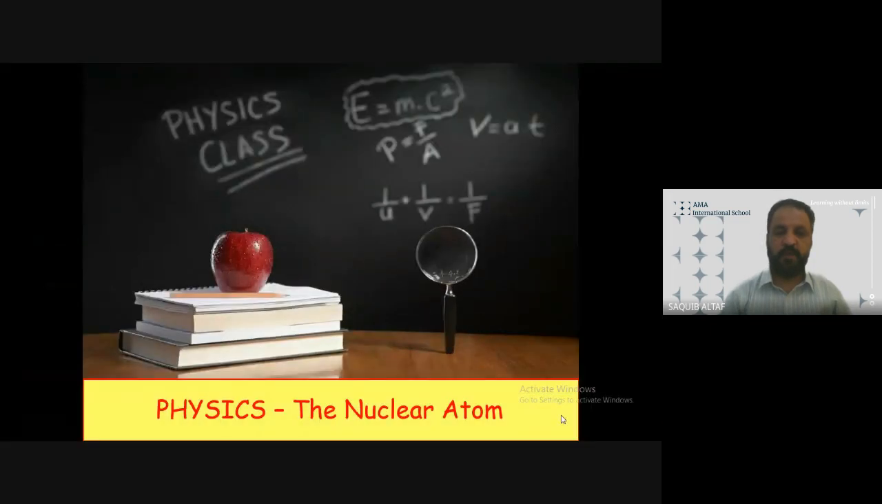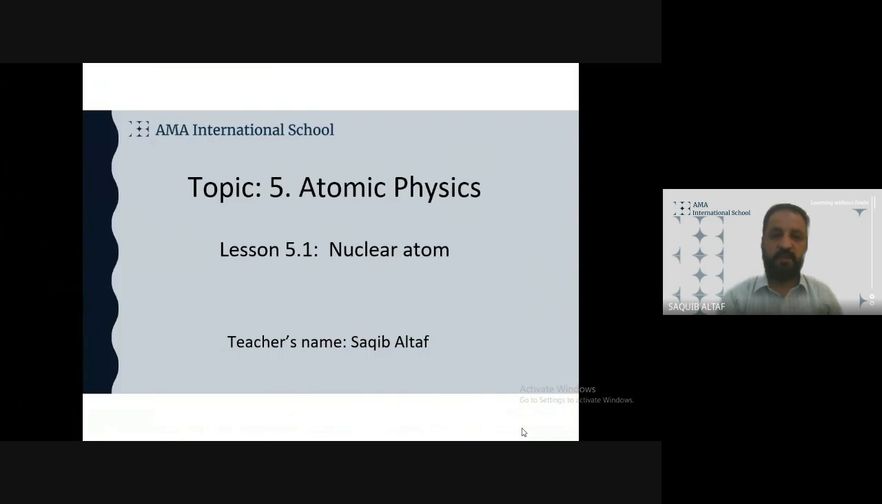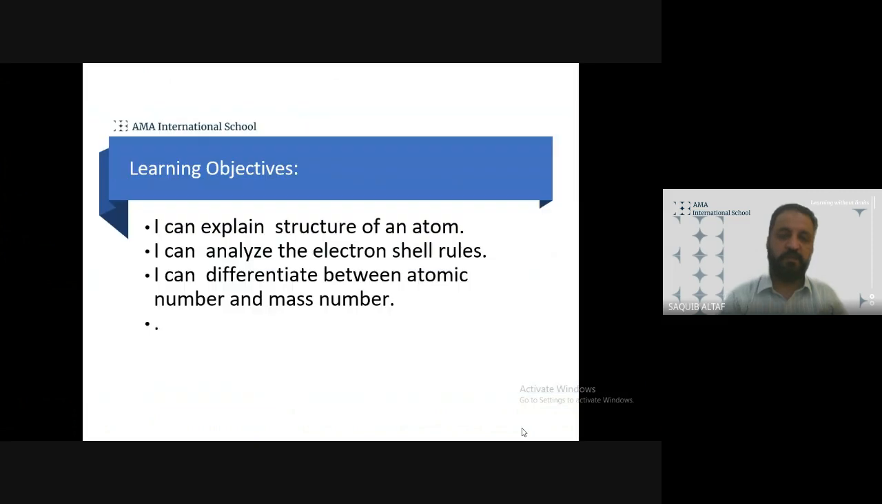Today we are going to start a new chapter, that is nuclear atom. First topic of this chapter, 5.1 nuclear atom in atomic physics. So the learning objectives of today's lesson: I can explain the structure of an atom, I can analyze the electron shell rules, I can differentiate between atomic mass and atomic number.